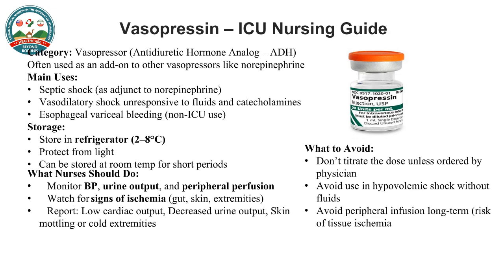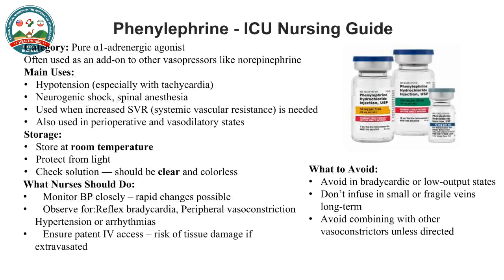Watch for signs of ischemia: gut, skin, extremities. Report low cardiac output, decreased urine output, mottled skin, or cold extremities. Avoid titrating the dose without a physician's order. Avoid use in hypovolemic shock without fluids. Avoid long-term peripheral infusion due to ischemia risk. Another vasopressor option is phenylephrine, a pure alpha-1 adrenergic agonist.